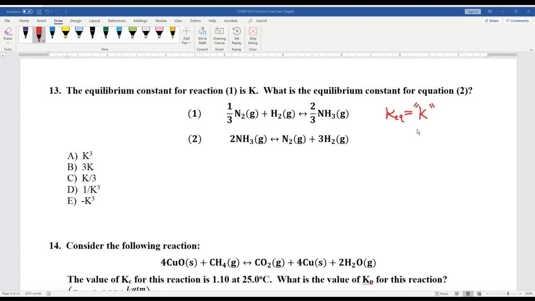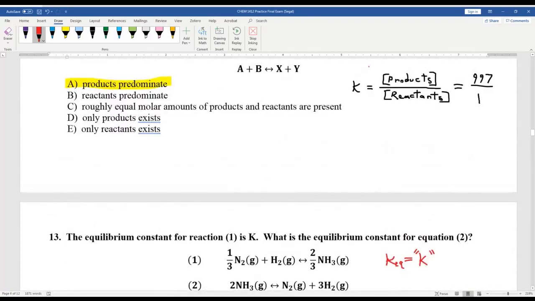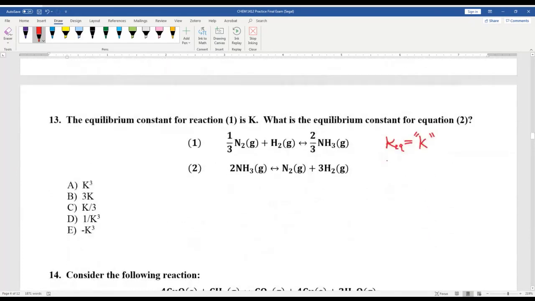Well, if you flip a reaction, since if we look back up here, K is products over reactants. By flipping a reaction, I flip the products and reactants. So that's going to make the new equilibrium constant for the second equation be flipped. That means this is going to be the inverse of the original. But not just that, you multiply it by 3, right?